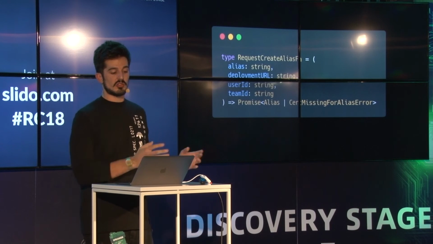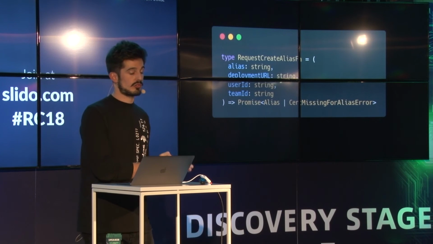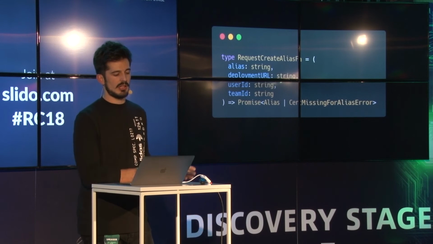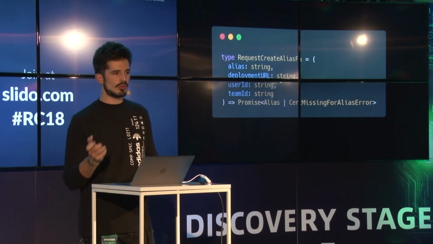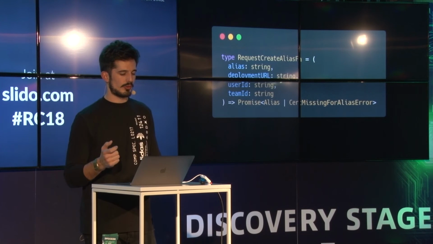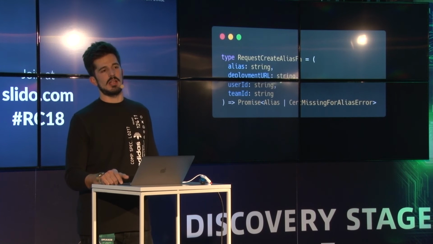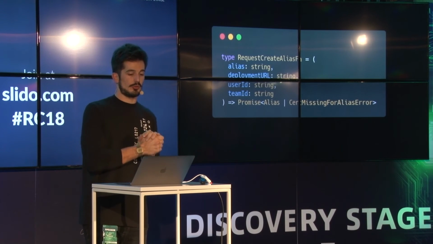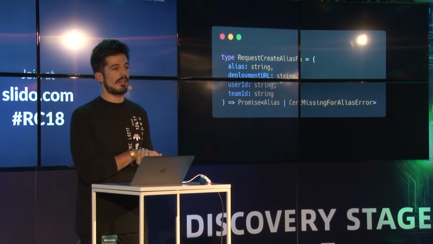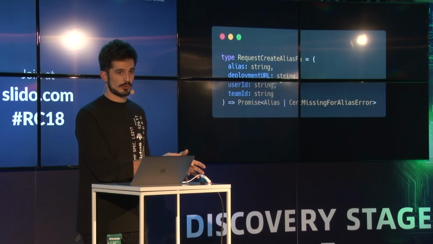You can go to this create areas function, and you can say it's a function that is going to receive strings: alias, deployment URL, user ID, and team ID. And it is going to return a promise that would resolve into an alias descriptor object or a cert missing for alias error. So then, suddenly, if you say, well, I'm going to add a new error, you are forced to add that error in the signature.